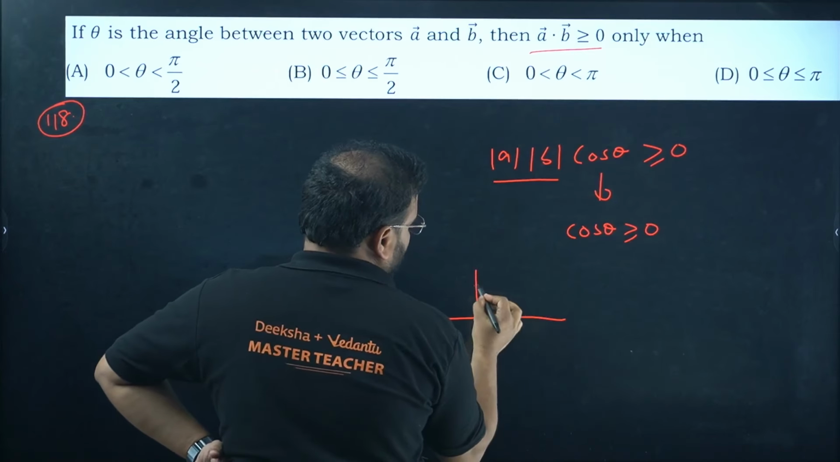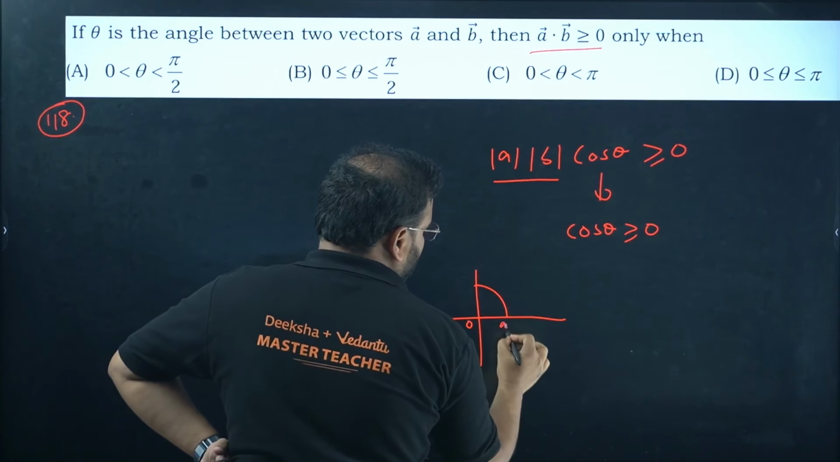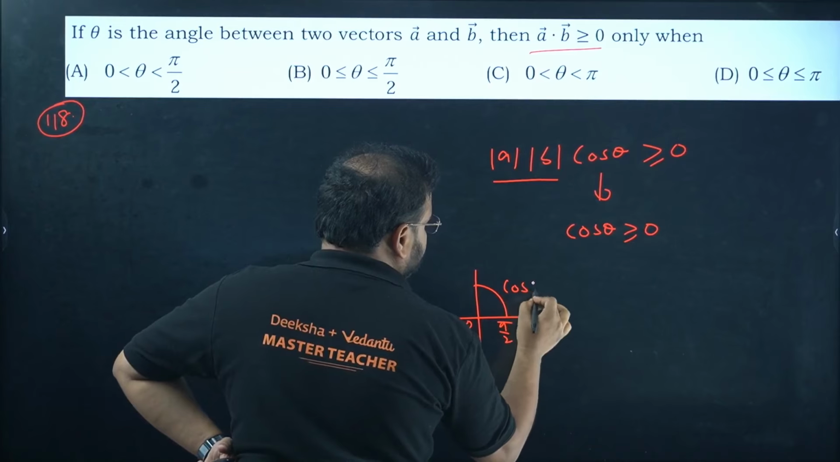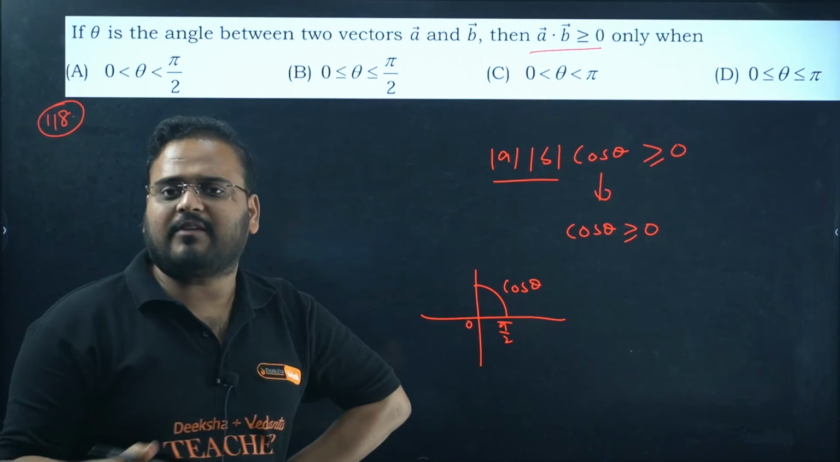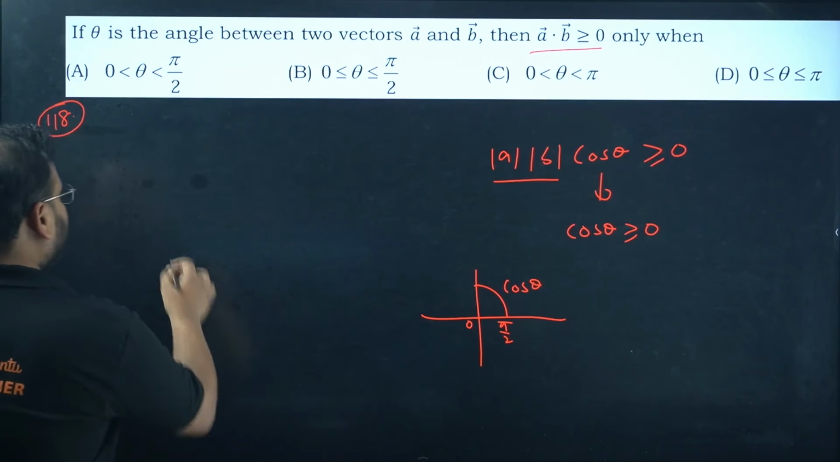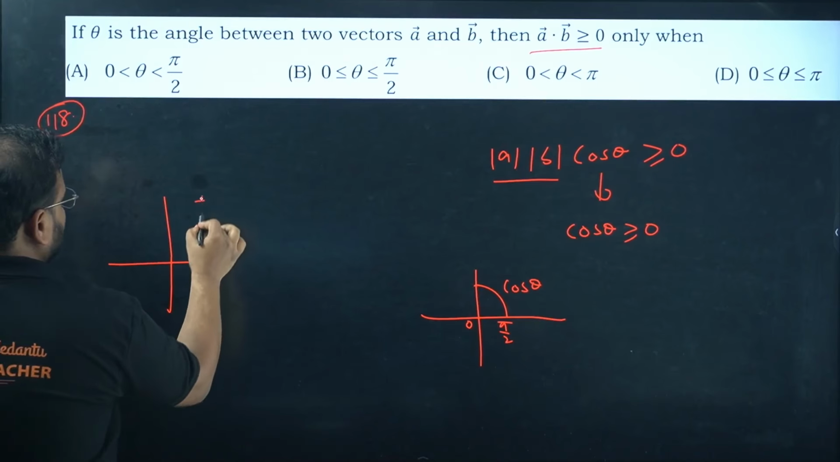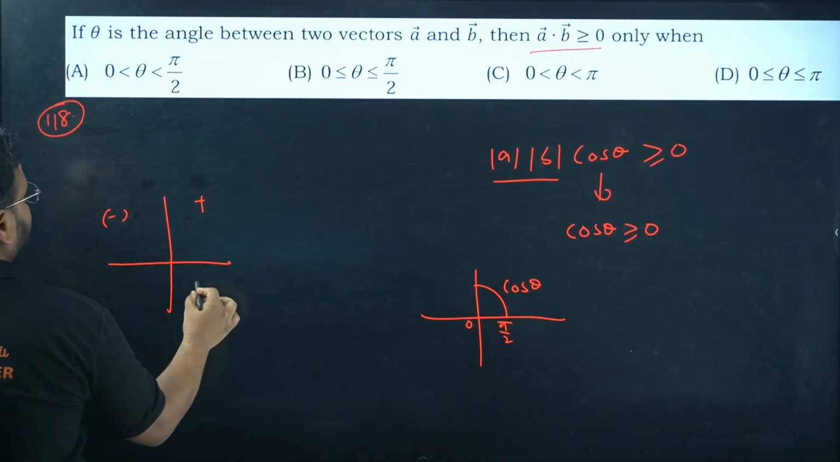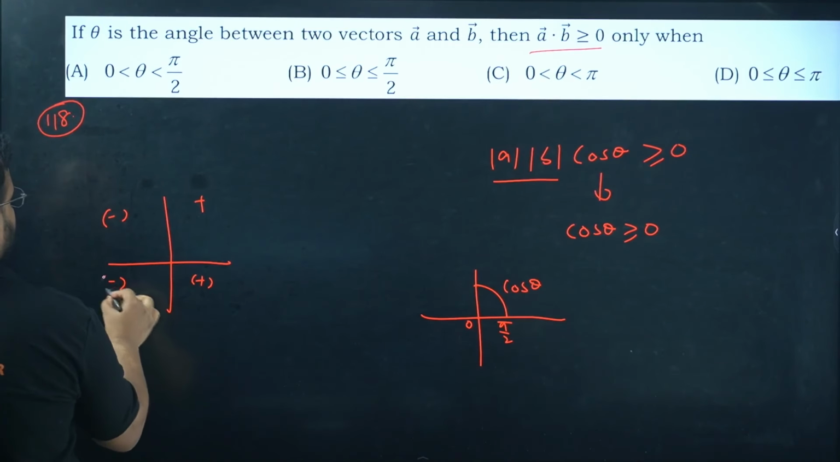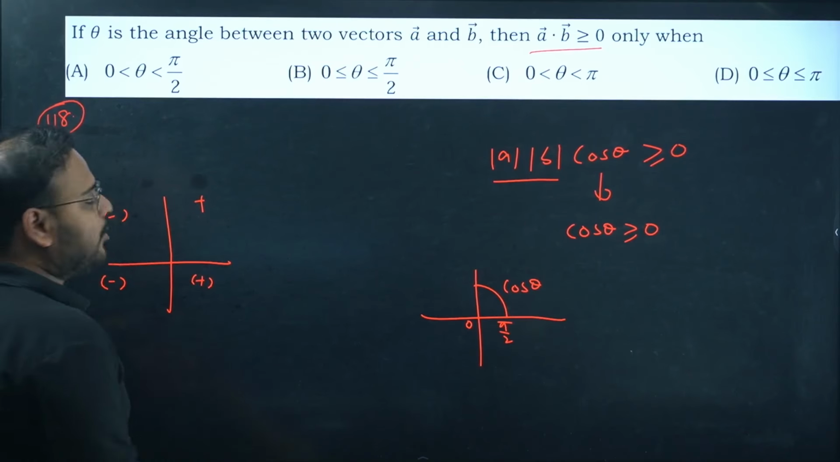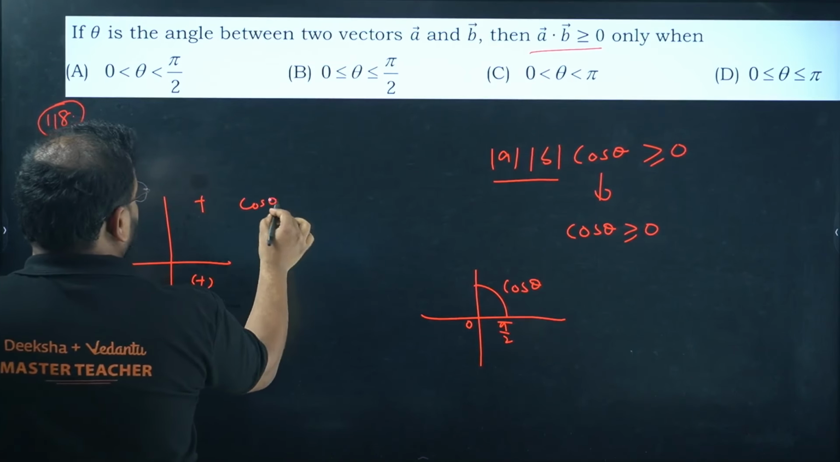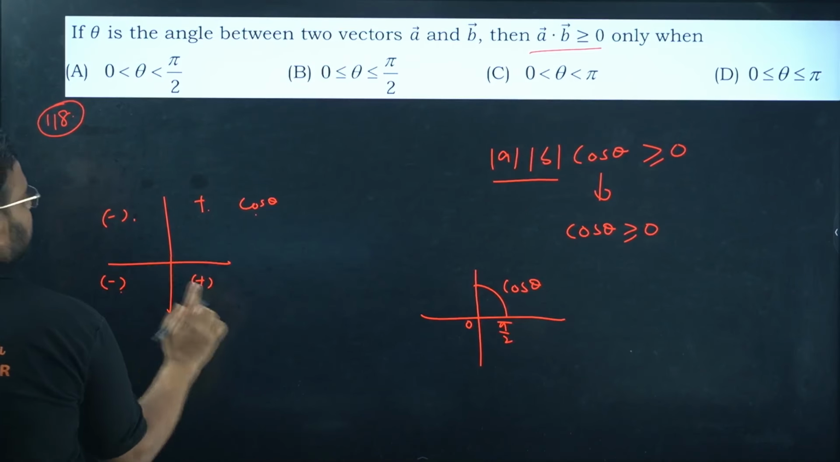When cos is between 0 to pi by 2. This is cos theta, right? In the first quadrant only cos is positive. After that it becomes negative. Cos is positive over here, negative here, again positive over here, and negative here. So cos theta is positive, negative, negative, positive, like this.